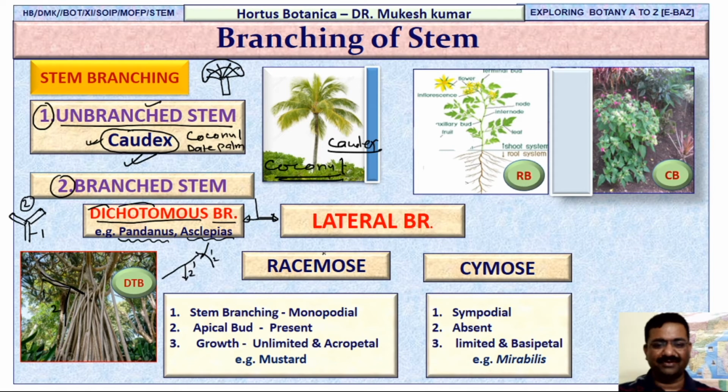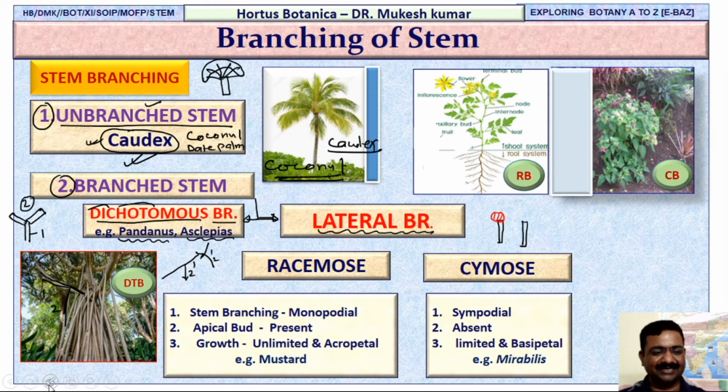Now talk about, very interestingly, lateral branching. A very common question comes to mind. If you have this stem, and you have another stem, right? And I am telling you that this one has the apical bud, and this one has no apical bud. Now can you tell me which will grow more and more? What do you think? Tell me.